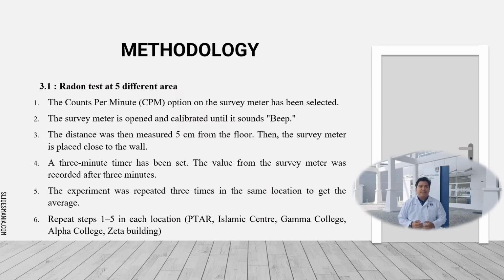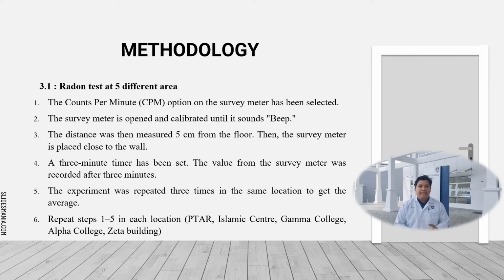For the apparatus, we use a survey meter, stopwatch and ruler. There are two parts for this experiment. Firstly, the count per minute CPM option on the survey meter has been selected. Next, the survey meter is opened and calibrated until it sounds a beep. Then, the distance was measured 5 cm from the floor and the survey meter was placed close to the wall.